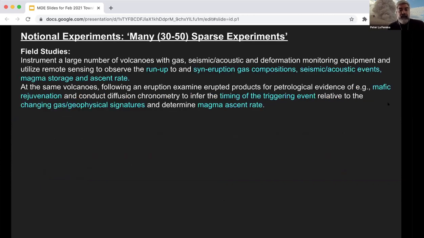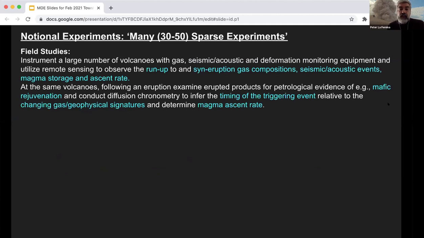So our first set of notional experiments, as Terry alluded to, is to look at many volcanic systems, but sparsely. So we're talking 30 to 50 active volcanic systems distributed globally. And so that would allow us to instrument a large number of volcanoes with a whole suite of multi-parametric monitoring equipment: gas, seismic, acoustic, deformation, you name it.